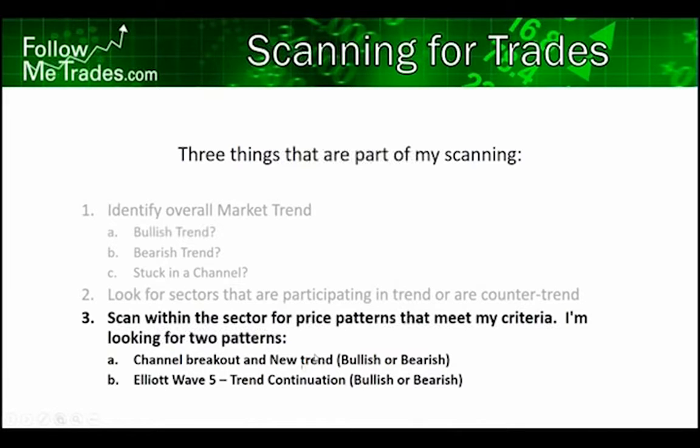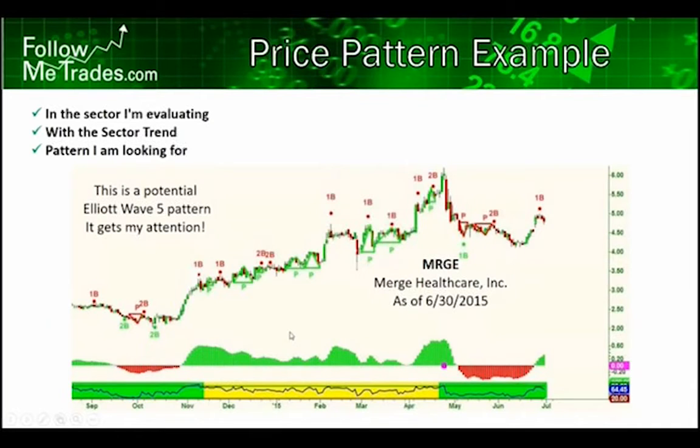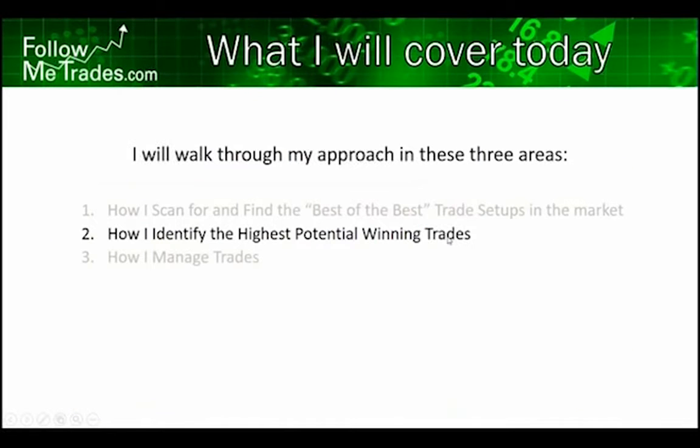So high return, high probability, those are both good things, right? So I go looking at a pretty small list then of stocks that are in the sector I'm looking at. They're with the sector trend, and they got the pattern I'm looking for. This is what I call a shape. Big impulsive move up, a retracement, and then it's beginning to head back up again. Well, that's a potential Elliott Wave 5. Totally gets my attention, right?